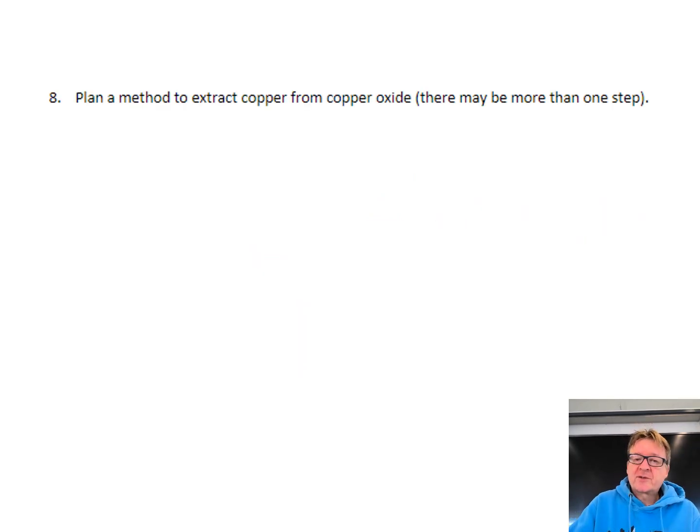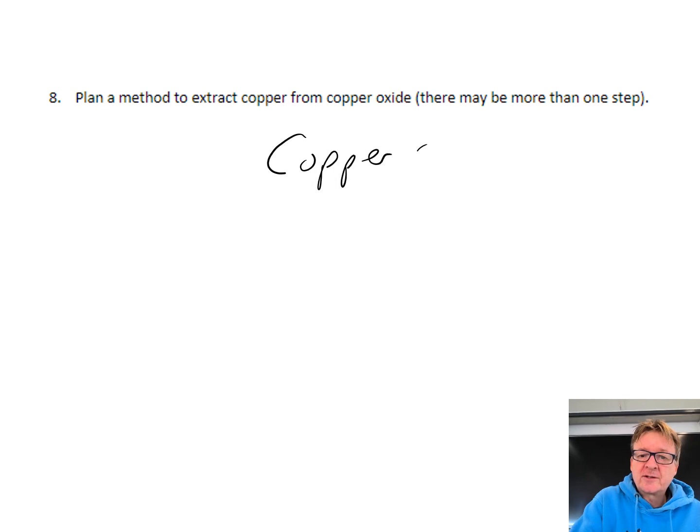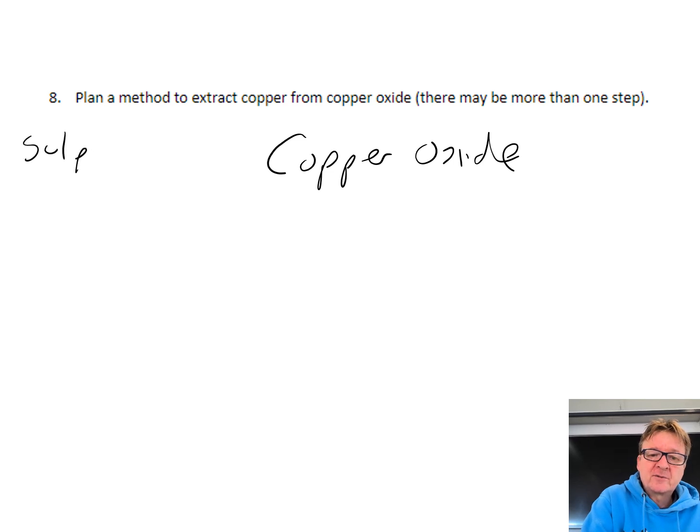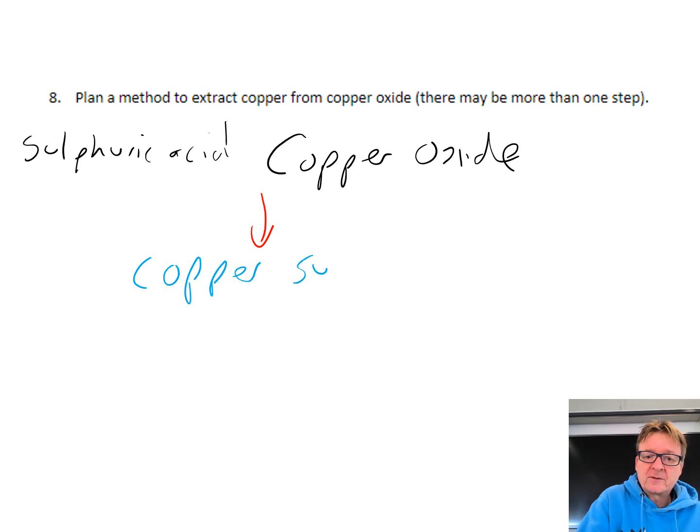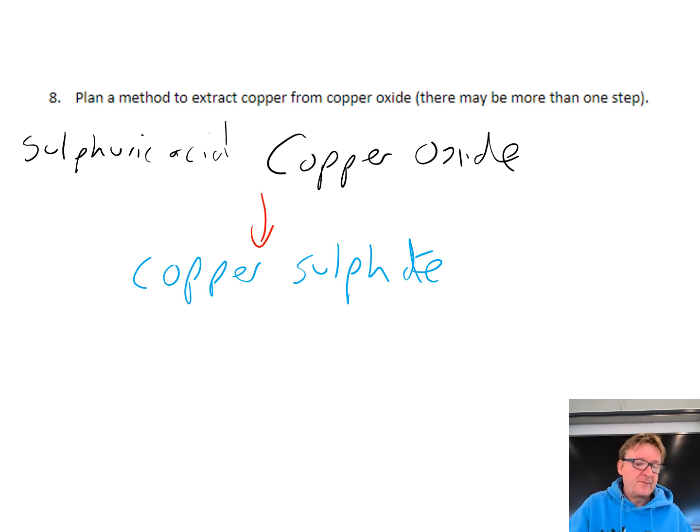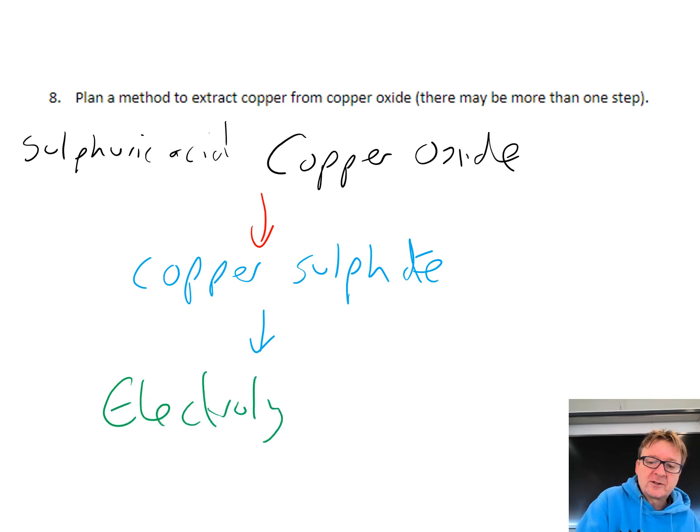Plan a method to extract copper from copper oxide. I'm going to write down copper oxide at the top because copper oxide is black, and I'm going to react it with sulfuric acid. Those 2 react together and you make copper sulfate. The reason I've done that in blue is because that's the colour of copper sulfate. Then, to actually extract the copper, we have to do the process I talked about before, which was electrolysis.